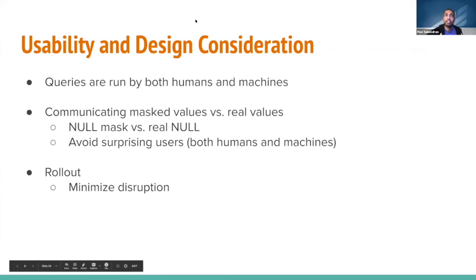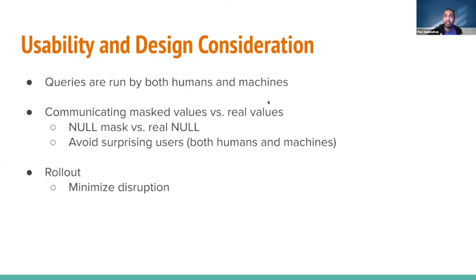All right, here we have some usability design considerations that we're taking into account as we roll this out. The first thing is that queries are run by both humans and machines. So when we're designing data masking, we have to take into account that not all of our users are humans, and this affects our design.